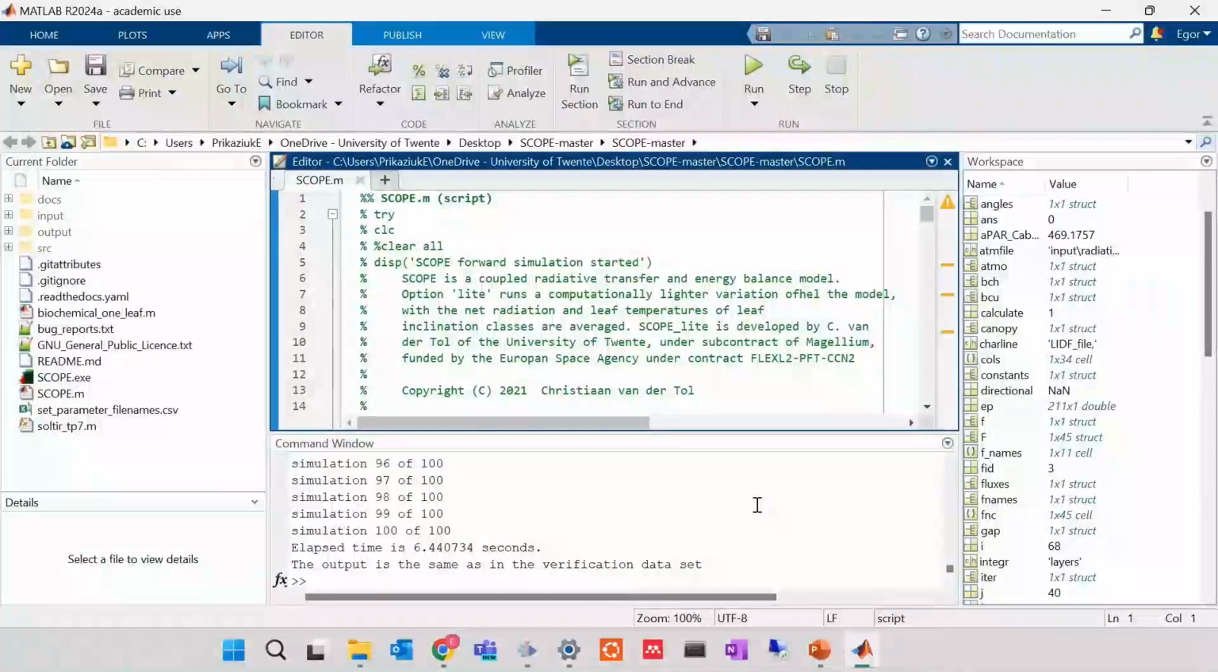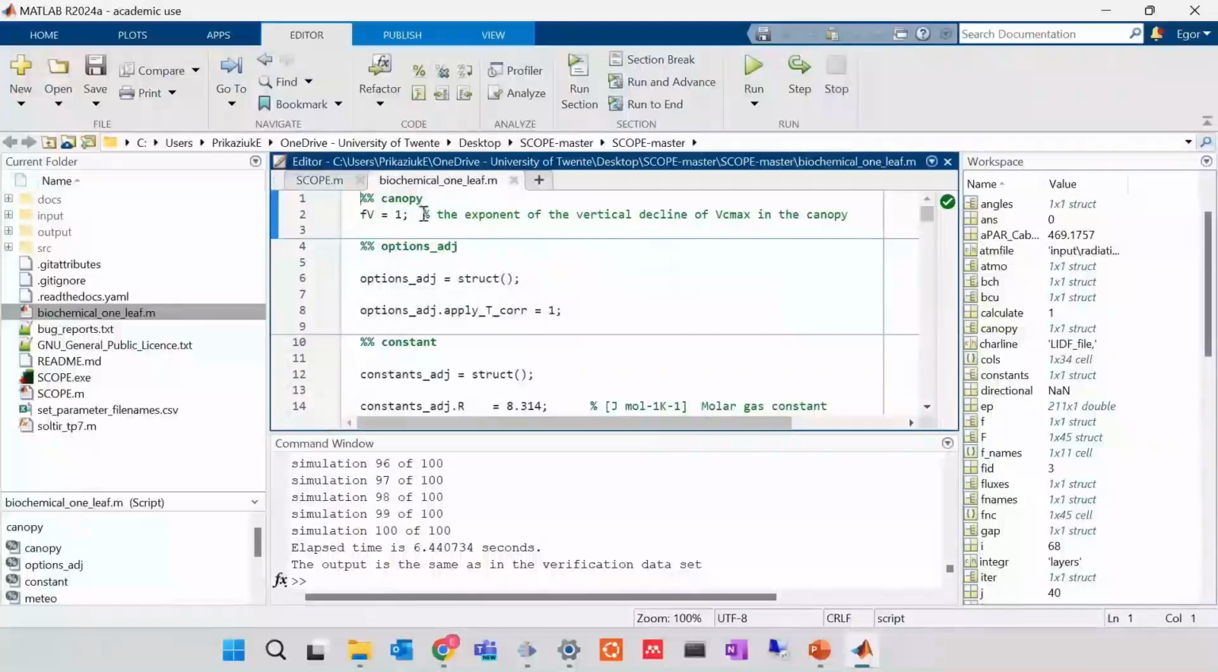Going to SCOPE, in fact, the SCOPE itself we don't have to run because single leaf simulations we will have to parameterize ourselves. For that, I have prepared a small script that will do the job. This is very useful when you use data from, for example, gas exchange devices, for example, LICOR or BALT, that give you CO2 and light response curves. And this is how you can tune them.